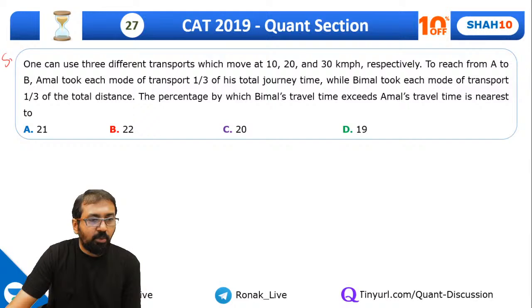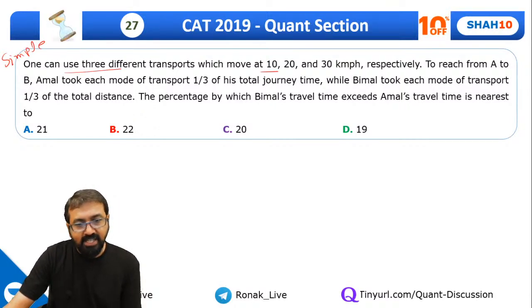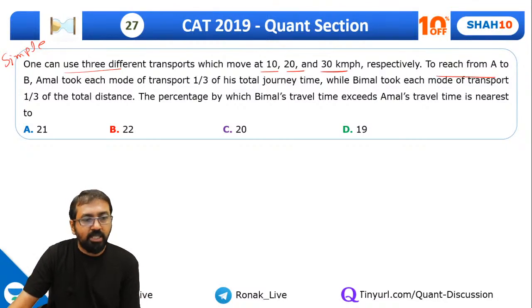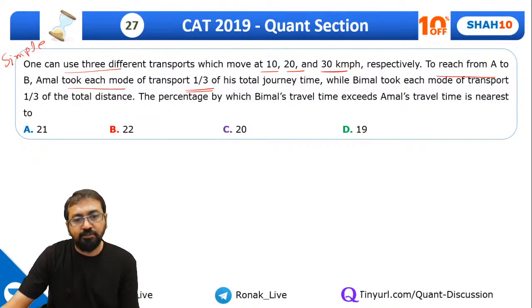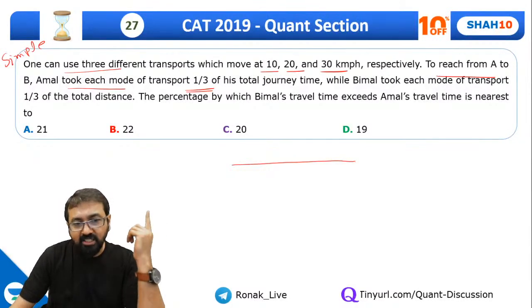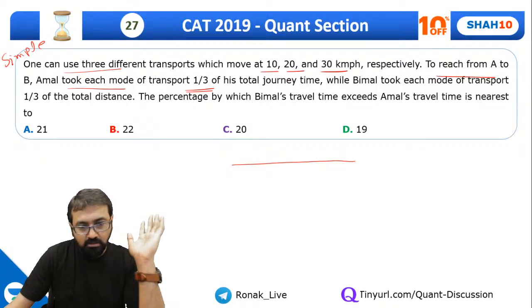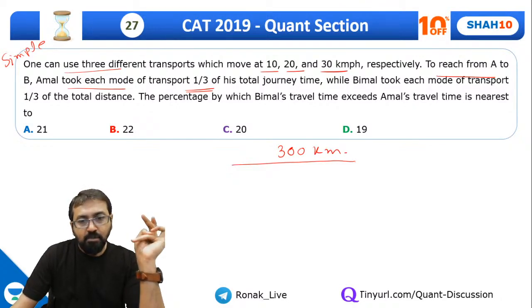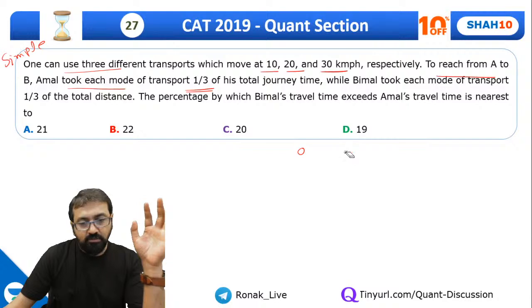This is a very simple question. One can use three different transports which move at 10, 20 and 30 km per hour to reach from A to B. Amal took each mode of transport for 1/3 of his journey. So take a number for the journey that is divisible by 3 and also by 10, 20, 30, and whose 1/3 is also divisible by 10, 20, 30, right? So here I take 300. This will be better. Let me take total distance as 300 kilometers. Right, guys, there are two ways to solve this question.